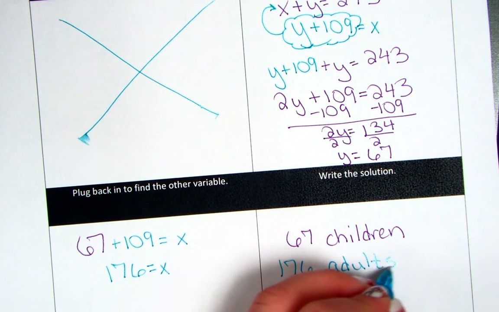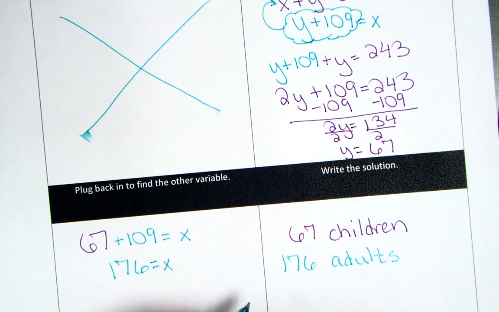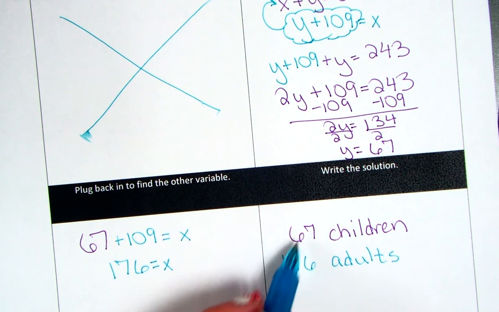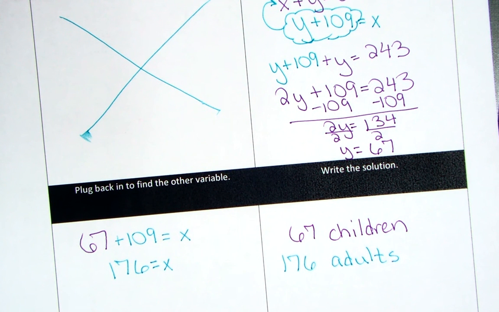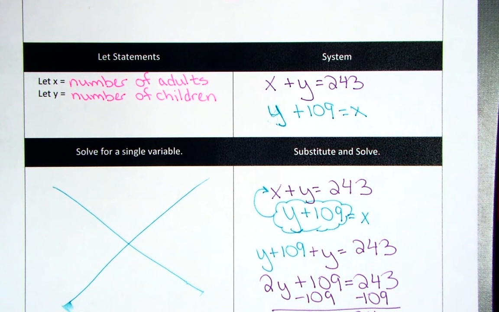Now we can always go back to the original problem and see if our numbers make sense. It said that the total number of adults and children was 243. If I add these two together, then I get 243. It said that there are 109 more adults than children. If I take 67 and add 109, I get the number of adults, 176. So our equations worked out for us. They made everything true in the problem.